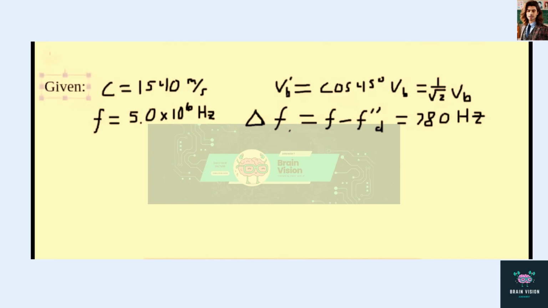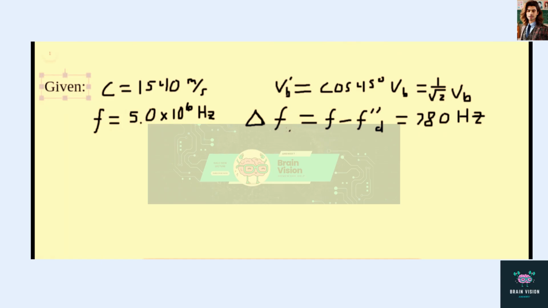We're also told that the frequency emitted is 5 megahertz, which is 5.0 times 10 to the 6 hertz, and that the Doppler shift, which is that frequency minus F double prime D, the frequency detected, is 780 hertz. The first thing we're going to do is calculate the frequency relative to the blood flow, F prime B. That is equal to F times 1 minus V sub B prime, the relative blood flow, divided by the speed of sound.